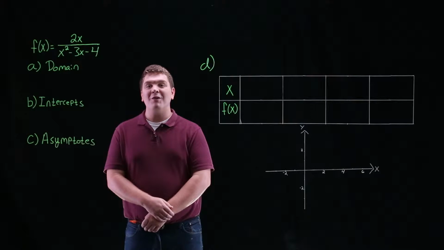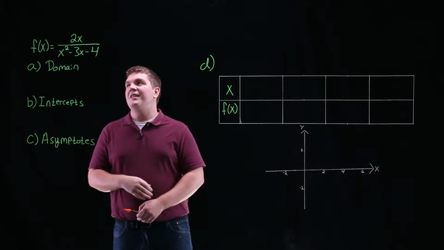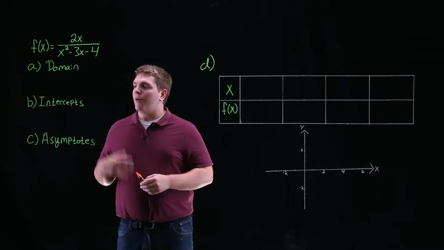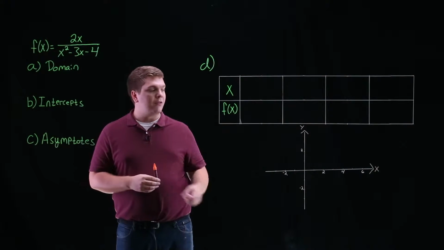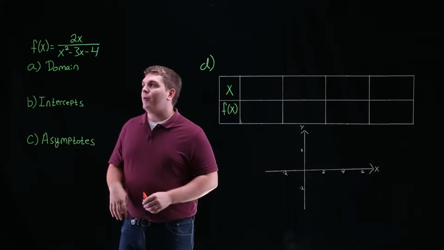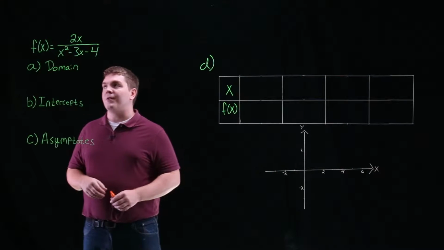Hi, my name's Gabe. For this problem, we're going to consider the function f of x is equal to 2x divided by x squared minus 3x minus 4. And we're going to work through several things, but our goal is going to be to sketch the graph of this function. So let's start with part A, where we're asked to find the domain of our function.